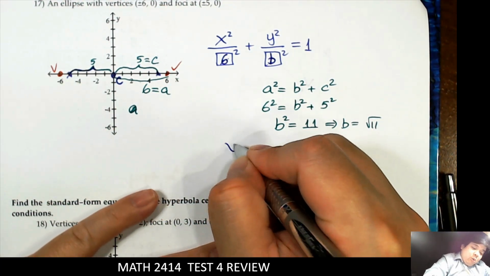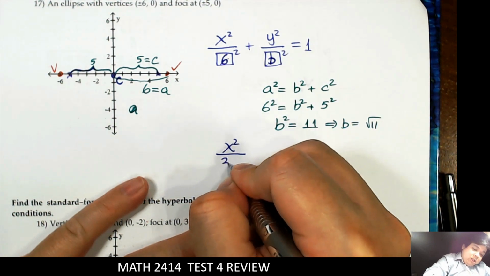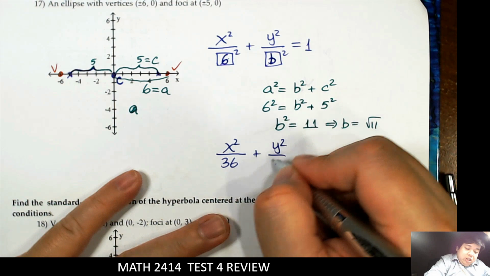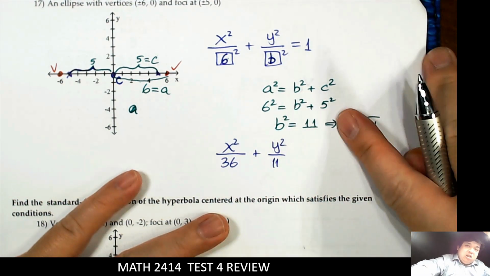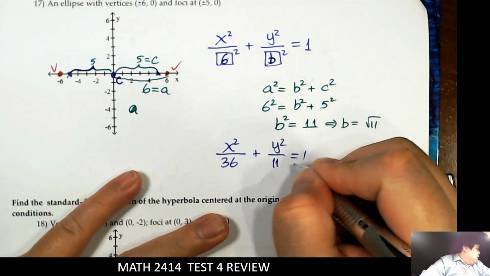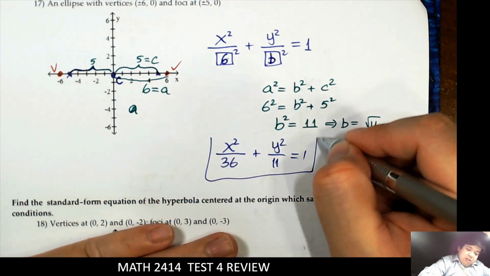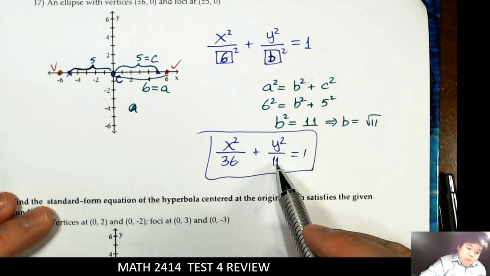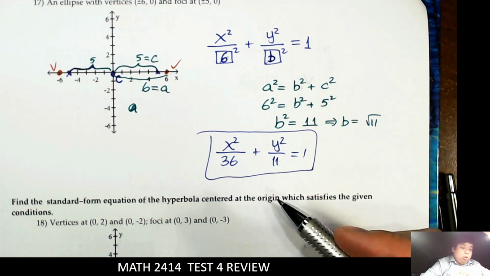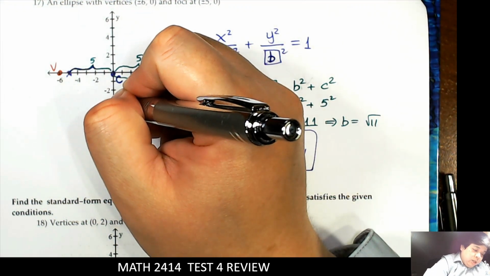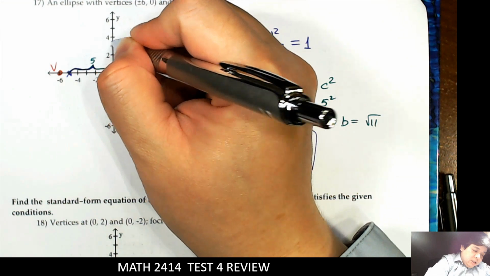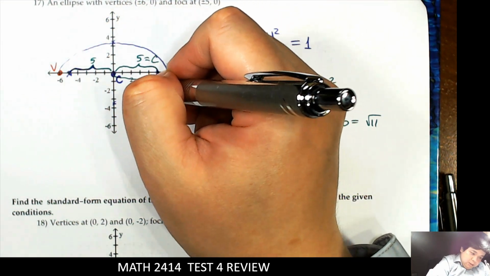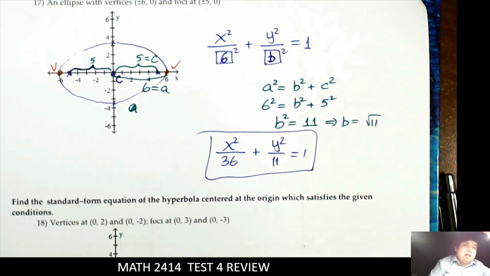So put it back into the equation. x squared over 6 squared, which is 36, and b squared is actually just 11. We don't even need to take the square root. So we have the equation like that. If we want to graph it, it will be up and down square root of 11 units, so a little bit more than 3. So kind of like that.